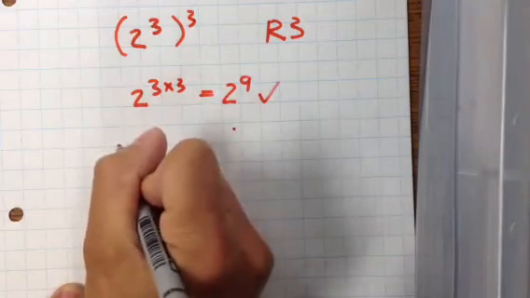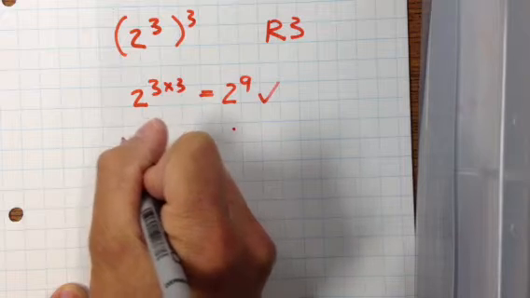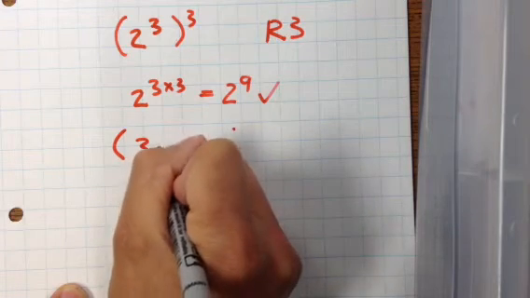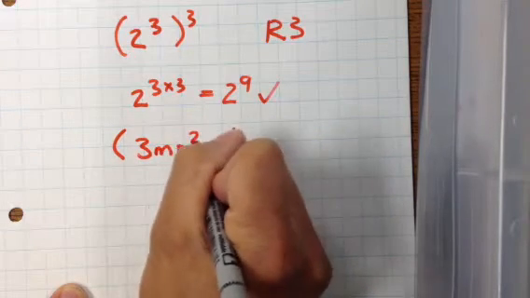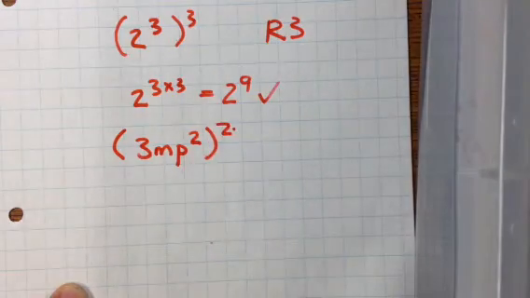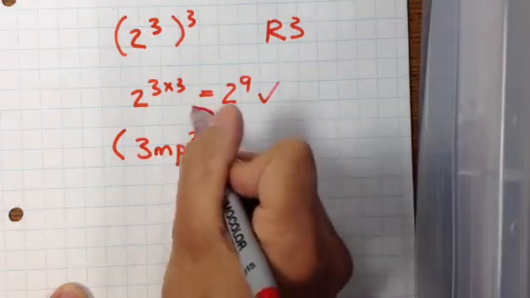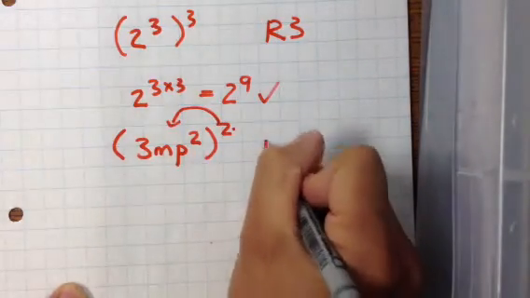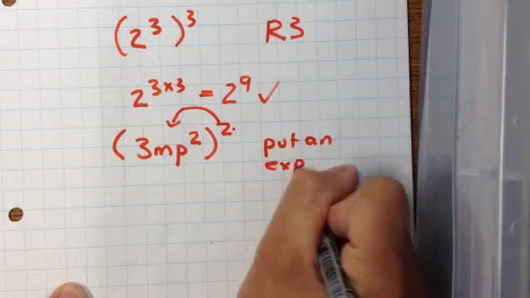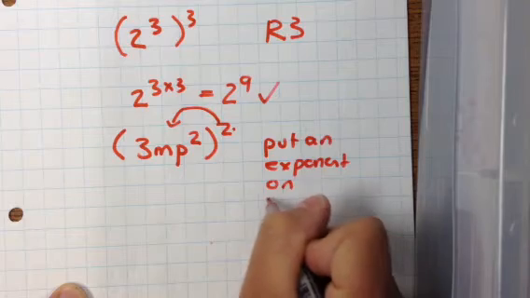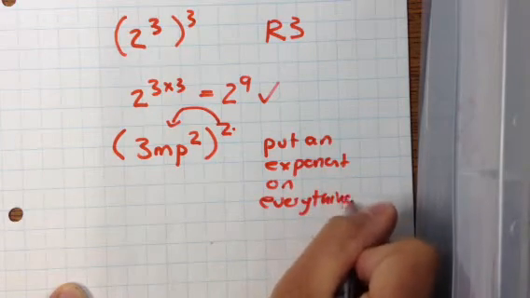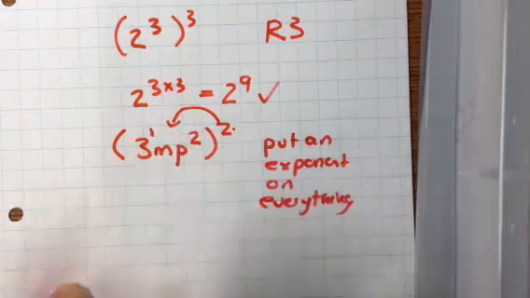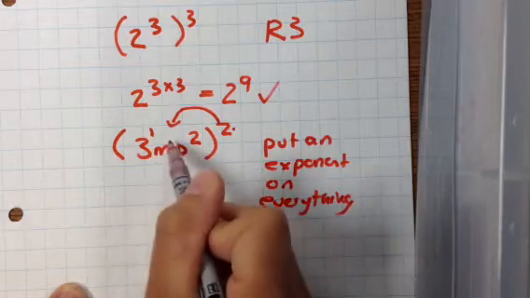If you had something with maybe more than one thing in the brackets, now you're going to have to be really careful. And so let me show you this example. This is the second example. So we're going to have 3mp squared, and it's all raised to the power of 2. So what this is saying is I have 2 of everything in the brackets. And my little hint to you is this: put an exponent on everything. Okay? So the 3 doesn't have an exponent. There's only one 3, so put a 1. There's only one m, so put a 1.